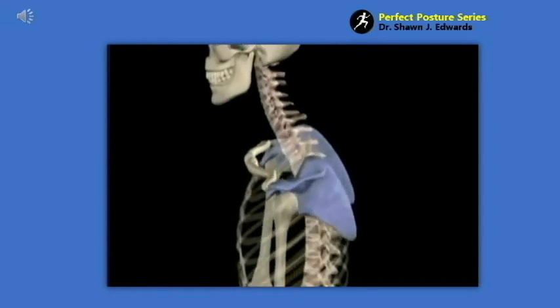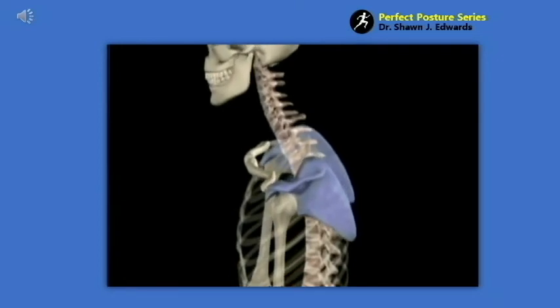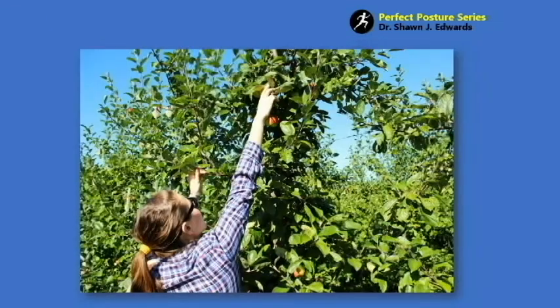It also stabilizes the scapula and rib cage and assists in breathing. One way to imagine the action of the serratus anterior is to imagine reaching as high as possible to pick an apple. That last little movement of the back is the serratus anterior.